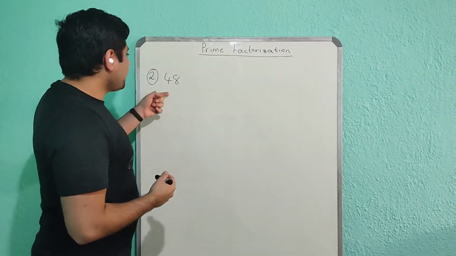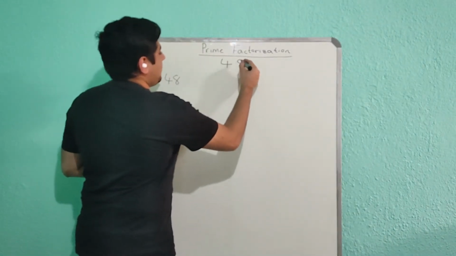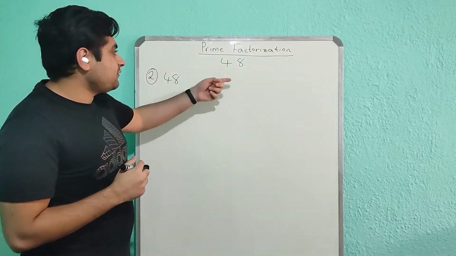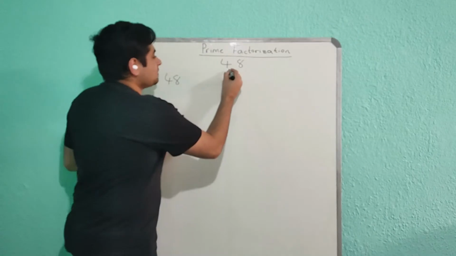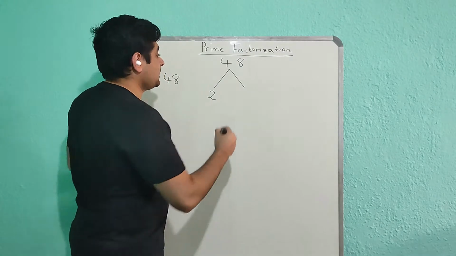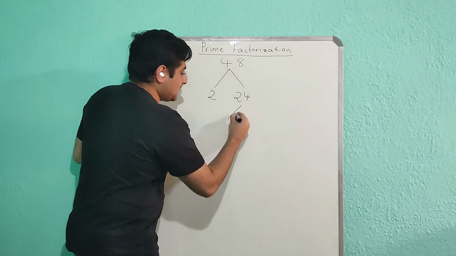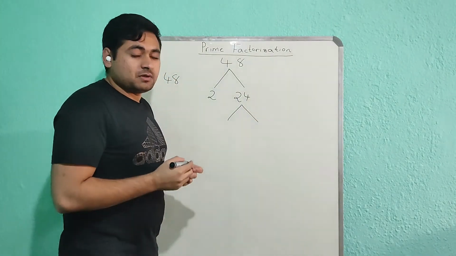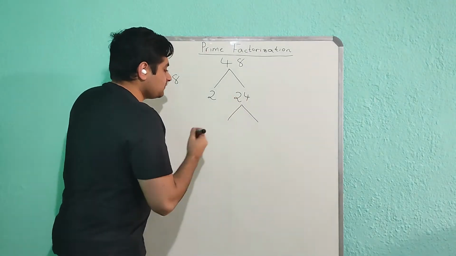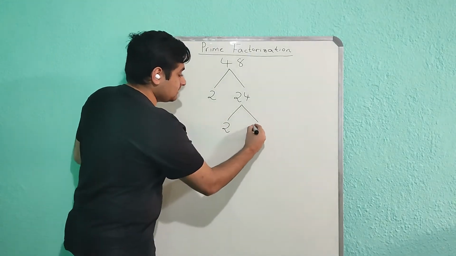So now, what are the prime factors of 48? Let's find out. Our number is 48. Again, what's the ending number? It falls under 0, 2, 4, 6, 8. Therefore, it's divisible by 2, correct? So let's divide that by 2. If we divide 48 by 2, we get 24, right? Again, what are we dividing 24 by? 0, 2, 4, 6, 8. It falls under the 2 division. Therefore, we divide by 2. If we divide 24 by 2, we get 12.